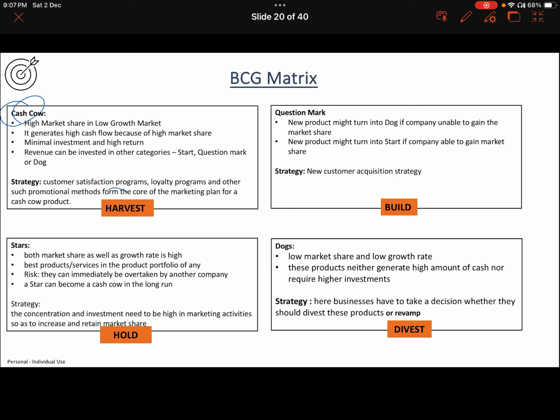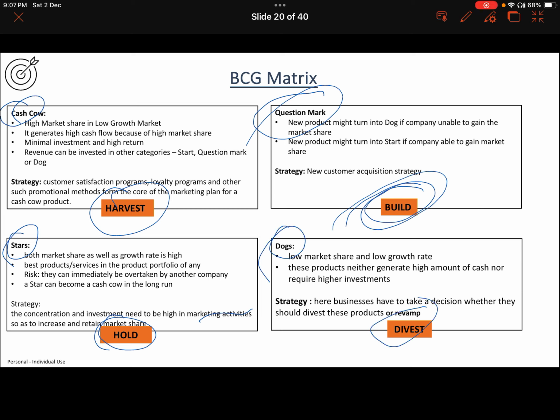Cash cow, harvest. If you are a star performer, then try to hold the position with marketing activities. Question mark, then invest a lot in this. Make fresh investments, do R&D, and then build the market. Dogs, divest. These are the strategies for each of the positions in the BCG matrix.